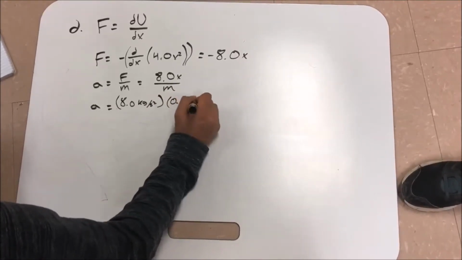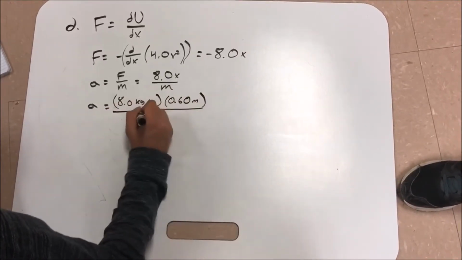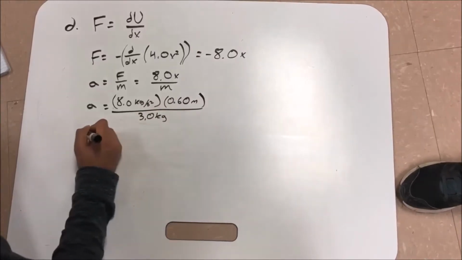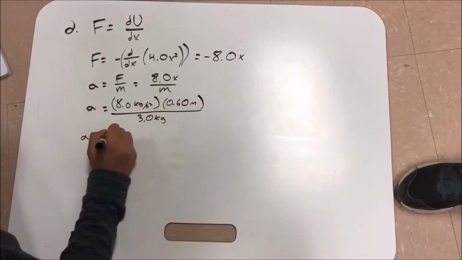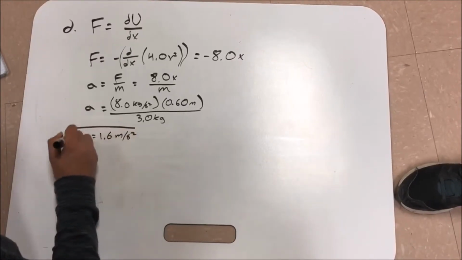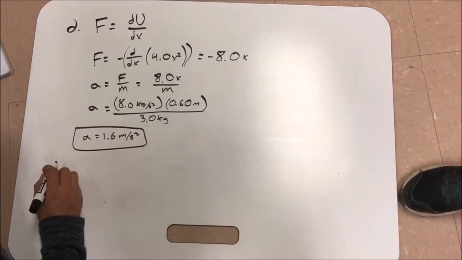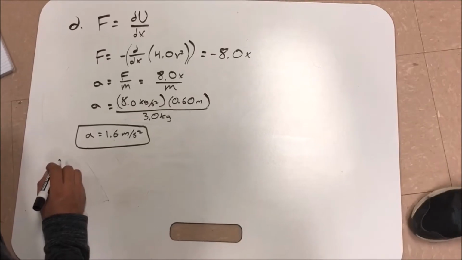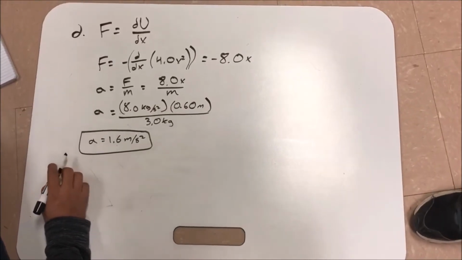So the magnitude of the force, in this case, is 8.0x. And so acceleration is equal to 8.0x over m, which is the mass. We plug in our numbers, 8.0 times 0.6 all over 3.0, and we get acceleration equal to 1.6 meters per second squared.